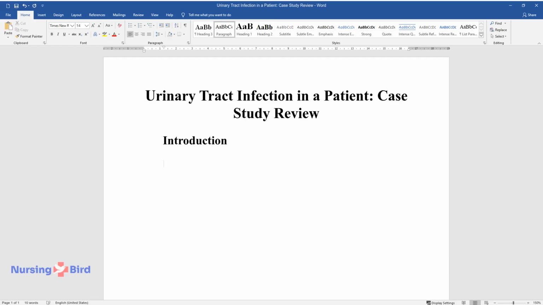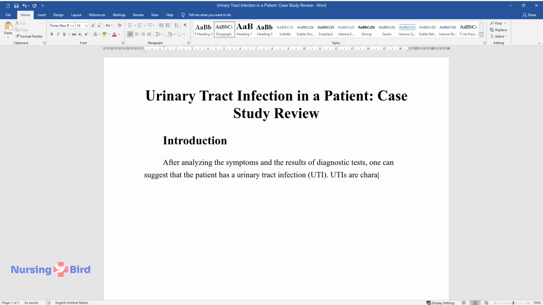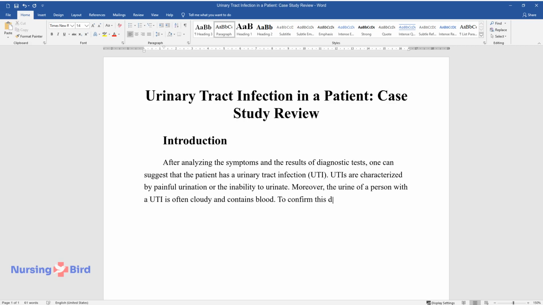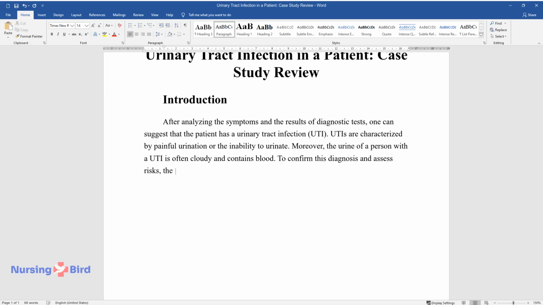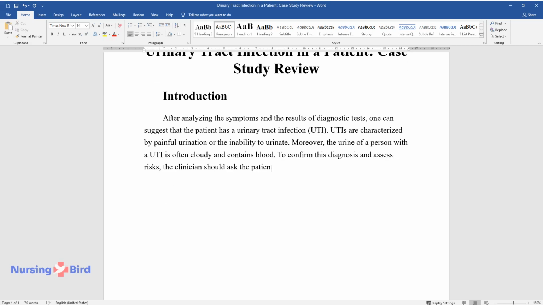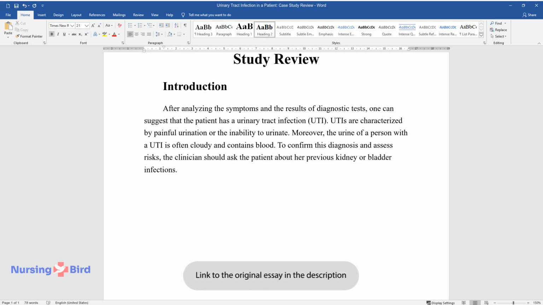Introduction. After analyzing the symptoms and the results of diagnostic tests, one can suggest that the patient has a urinary tract infection, UTI. UTIs are characterized by painful urination or the inability to urinate. Moreover, the urine of a person with a UTI is often cloudy and contains blood. To confirm this diagnosis and assess risks, the clinician should ask the patient about her previous kidney or bladder infections.